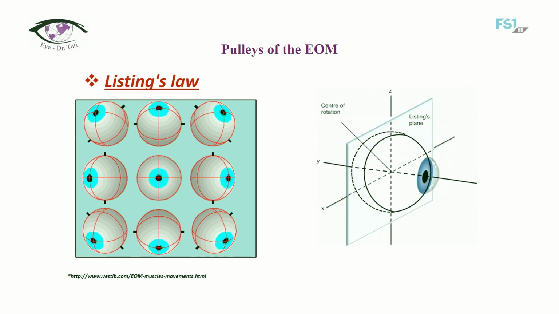Listing's law, a specific case of the more general Donders' law, states that any physiologic eye orientation can be reached from any other by rotation about a single axis, and that all such possible axes lie in a single plane, Listing's plane. On the photo of this slide, on the right image, we can see Listing's plane.